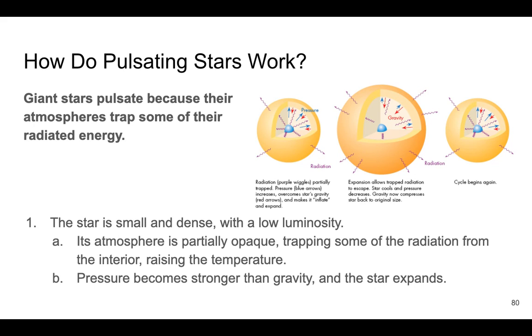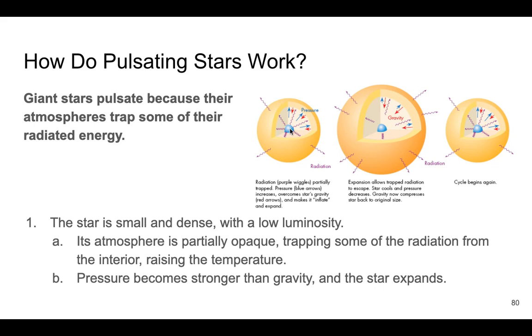It's because the star's atmosphere and outer layers are going to behave differently at different temperatures and densities. So we'll start here with this picture. This star is very small and dense and has a fairly low luminosity. I mean, it's a yellow giant star, so it's still big and not that dense, but it's small and dense compared to other yellow giants. So it has a fairly low luminosity, so it's not actually releasing that much light.